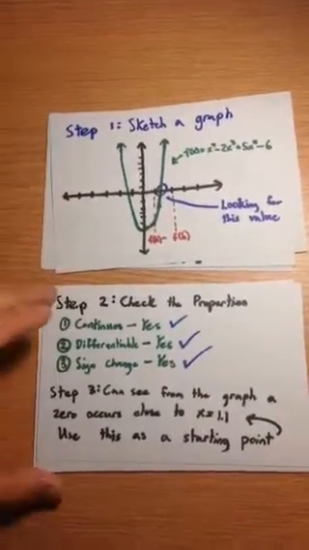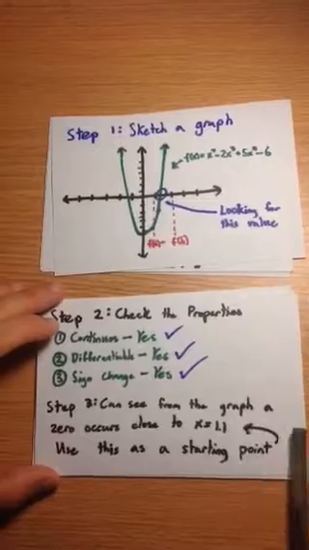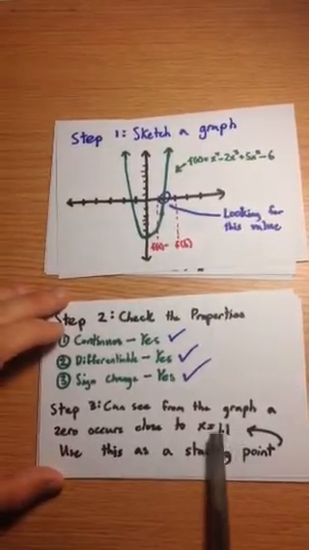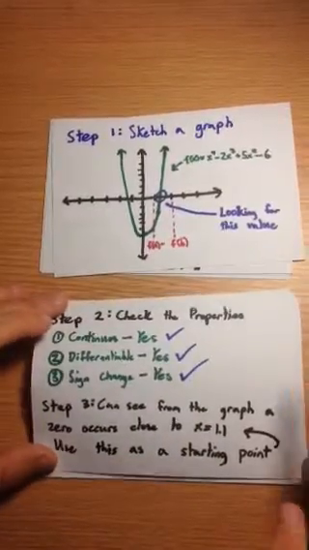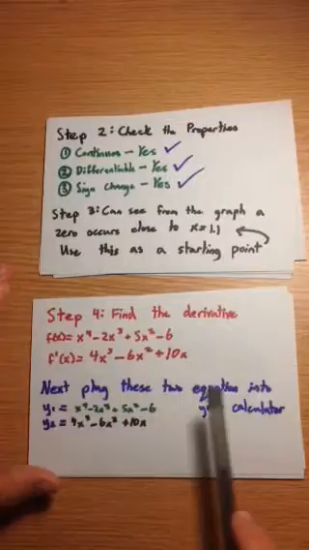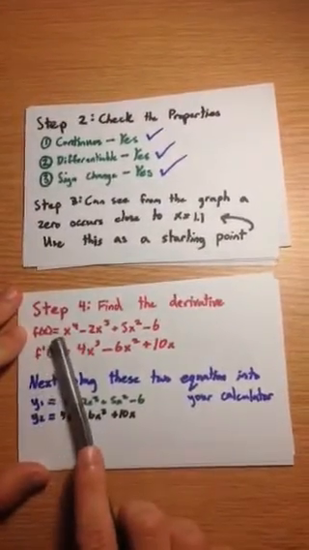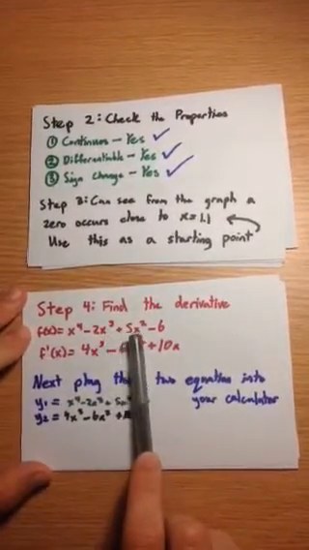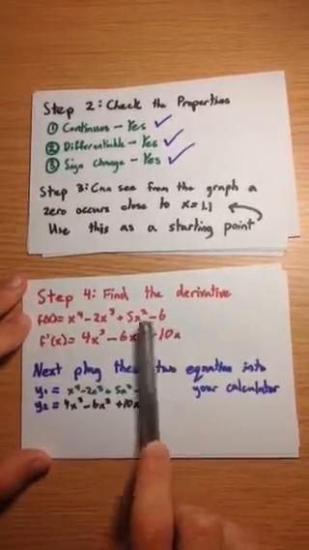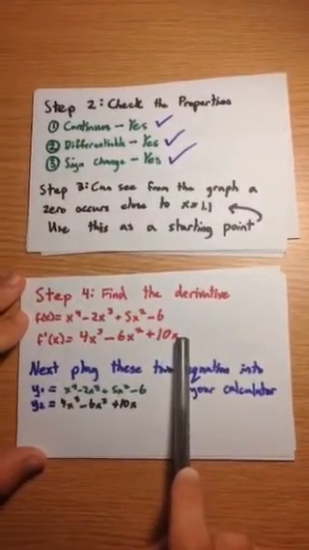Now, the next step, we have to pick a starting point. So we can see from the graph a zero occurs close to x equals 1.1. So we'll use this value as our starting point. Now, step 4, we have to find the derivative. So the derivative of f of x, which is x to the fourth minus 2x cubed plus 5x squared minus 6, is 4x cubed minus 6x squared plus 10x.